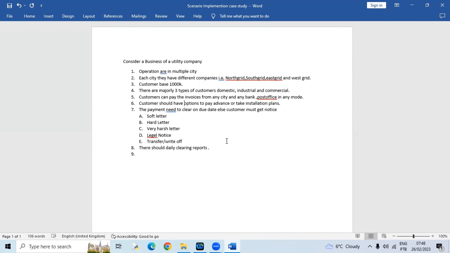The payment needs to be cleared on the due date. Yes, the customer needs to get a notice. This is the dunning process. There are 5 steps of dunning, which I'll explain here, and the write-off should be there at the end. There should be daily clearing reports. These are the reports, and one more step would be there.